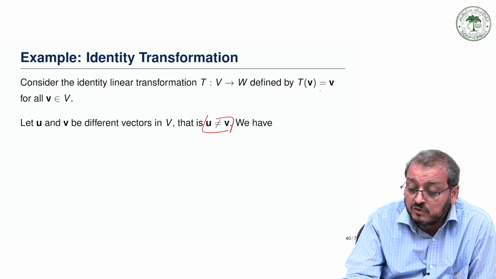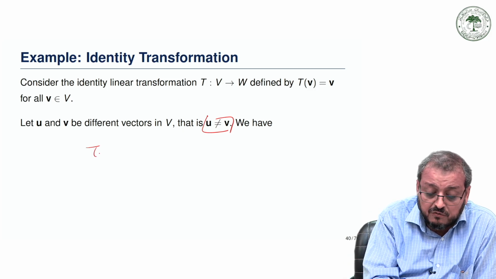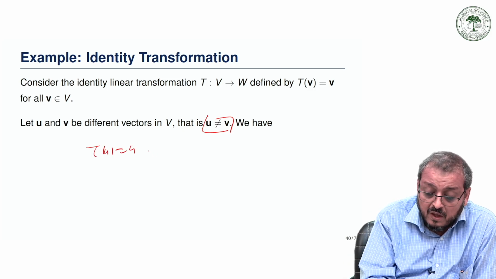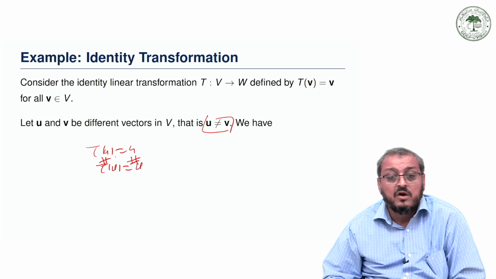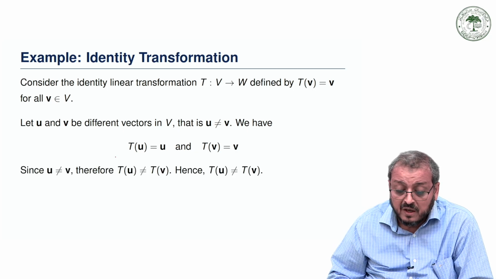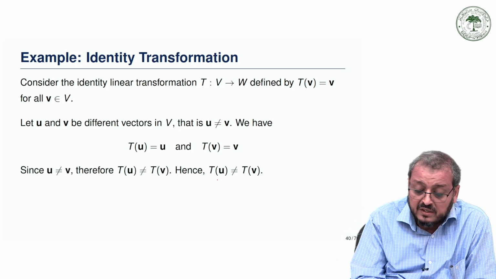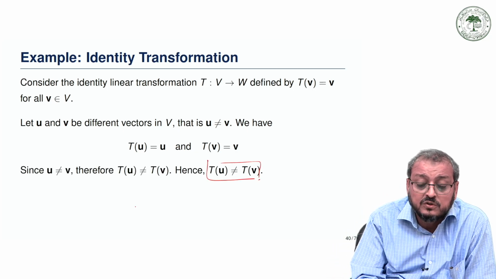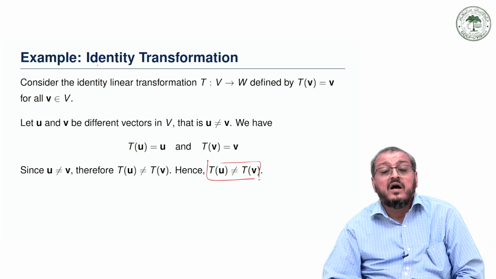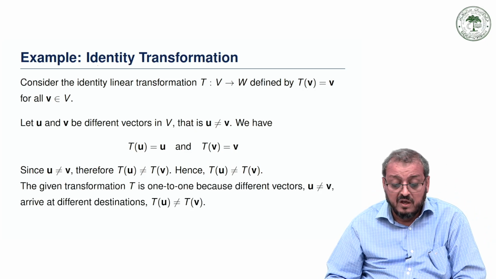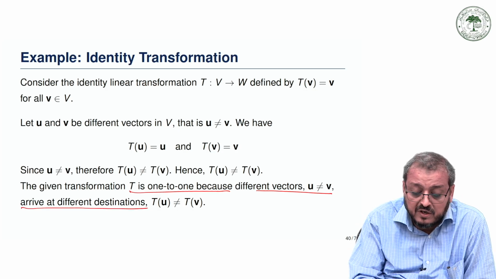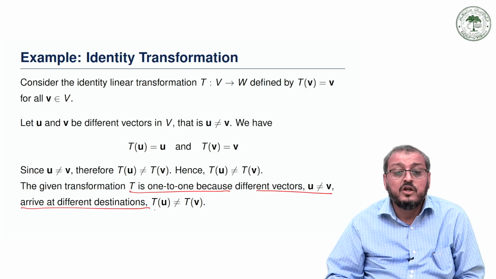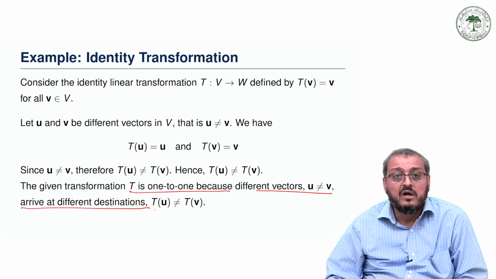If u and v are not equal to 0, because you know that T(u) is equal to u and T(v) is equal to v, and these two are not equal to 0, which means T(u) and T(v) are also not equal to 0. So clearly the identity transformation is one-to-one, because different vectors u arrive at different destinations; T(u) is not equal to T(v).